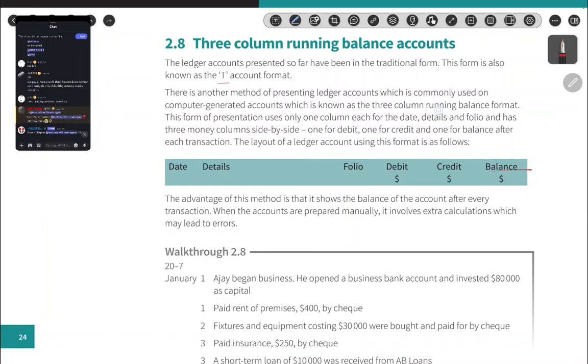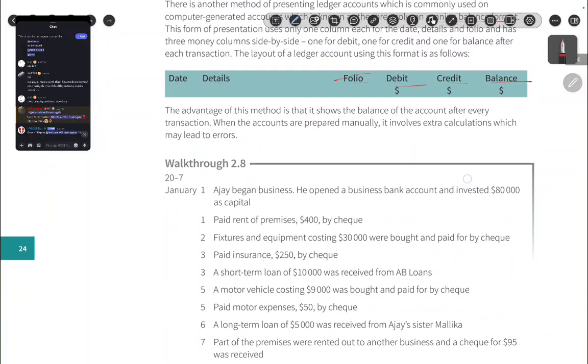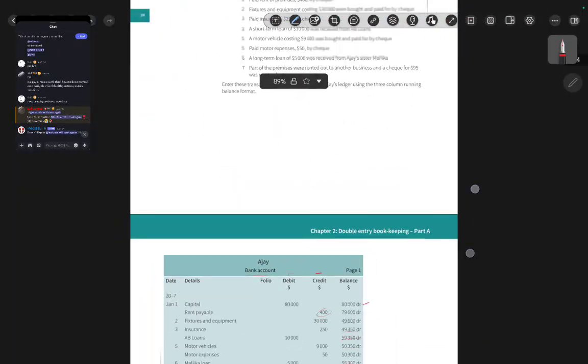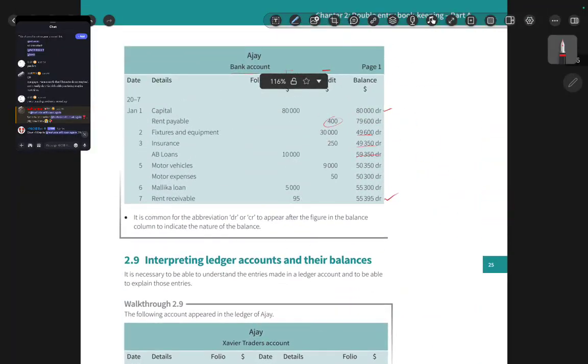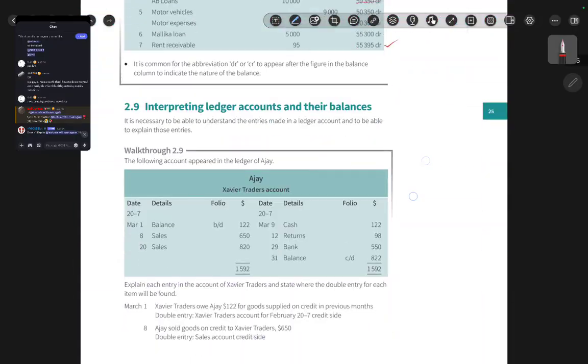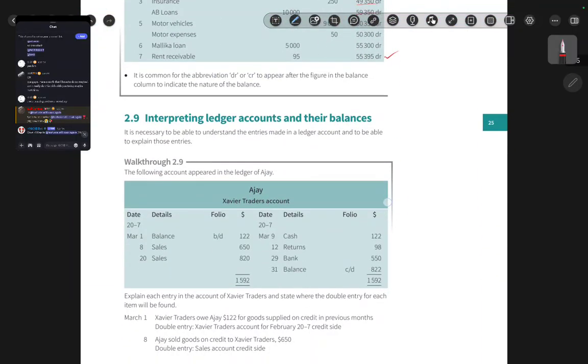In a running balance format, they use only one column for the date and one column for the details, and folio has three, whatever. One for debit, one for credit, and this folio, we don't really need folio. Honestly, you don't need to use this in the exam, you just need to know what it is. They might ask questions in MCQ and stuff, but you don't need to know how to make it. It's just fun to know because it's too easy. Okay, and then this is the example, the normal bank account that we've been doing for a very long time.